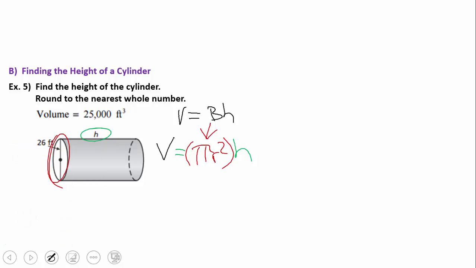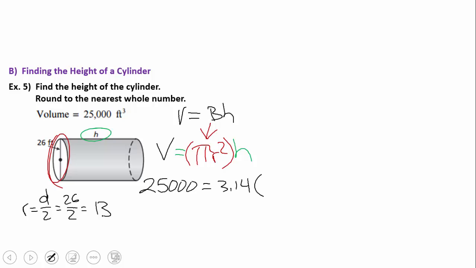We know we have the volume, so we can shove that in, 25,000. And that's equal to, well, we have pi, 3.14, times the radius. Ooh, we don't have the radius right now. So we come over here and we say, hey, they've got a diameter of 26, so radius is equal to diameter divided by 2. That equals 26 divided by 2, which is 13. So we have 13 squared times our height. What we don't know, we're going to find out in just a second.